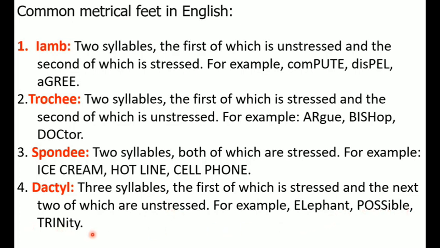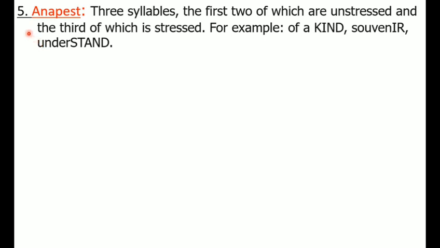Possible, trinity. Okay. Now, the last one, anapest. Now, this is composed of three syllables. The first two are unstressed, and the third syllable is stressed. For example, of a kind, souvenir, understand. Right. Here, of a kind. Of and a are unstressed. Kind is stressed. Souvenir, understand. Okay.